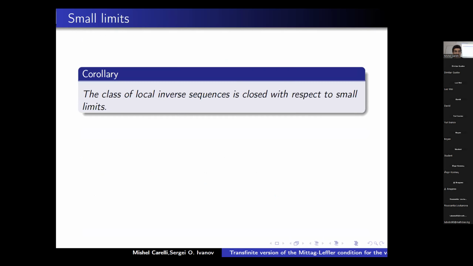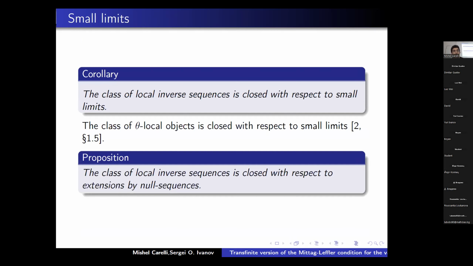Okay, and hence, as we told you, you can obtain the corollary that the class of local inverse sequences is closed with respect to small limits. The class of local objects, potentially. Another thing is that the class of local inverse sequences is closed with respect to extensions by null sequences. It means that if we have an exact sequence where the first sequence is null and the last one is local, then the middle one is local.